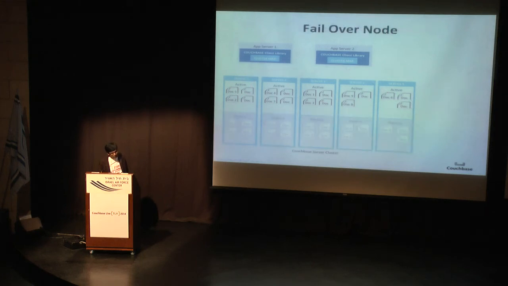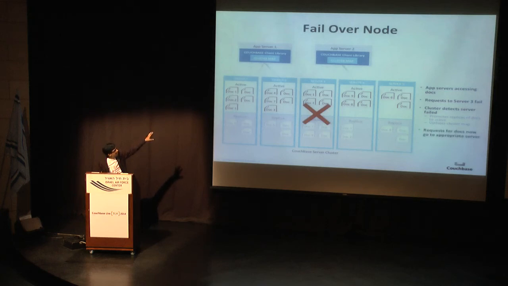What happens in the case of a failover? Here you have app servers accessing the documents, and unfortunately, failure happens. That's life. So the request to server 3 now fails. Now the system will detect that the server has failed. It promotes the replicas to active, and that's why you have the replicas. So you saw the replicas getting promoted to active, and it'll update the cluster map saying here's where the new actives are. Now the request can go to the appropriate server, and you can fix your server 3 and eventually bring it back on. So that's how the failover works.